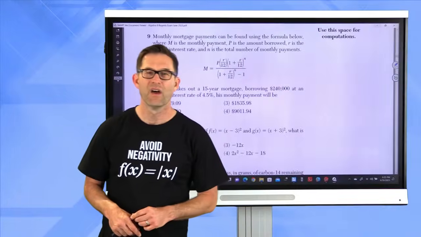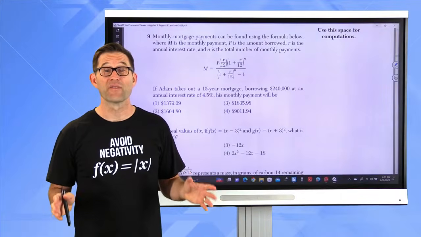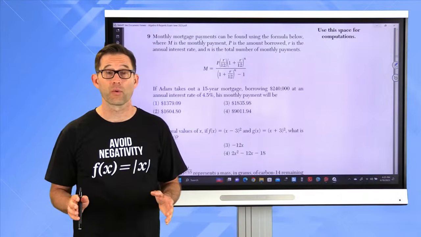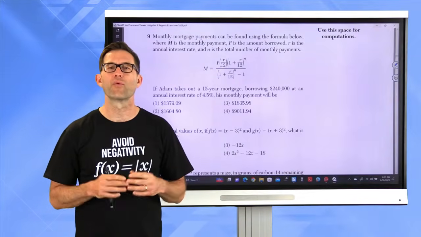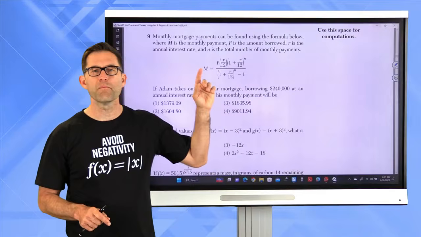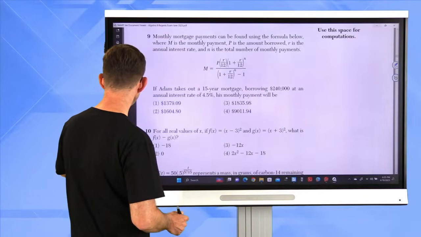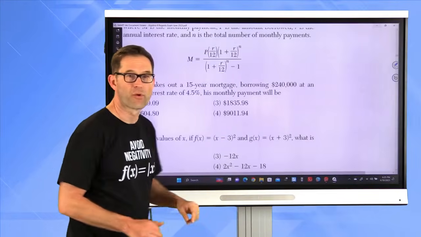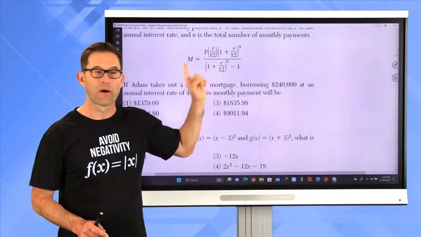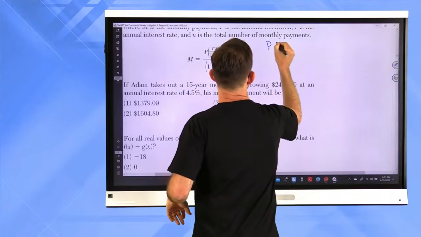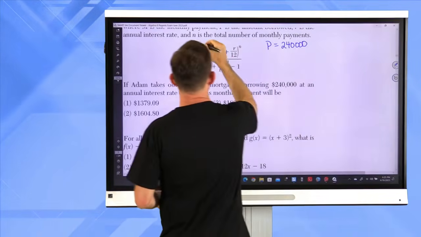Oh my goodness. Okay, well, this is really an issue of can you plug stuff into a formula correctly? And also, do you understand the rate, all right? So we know what P is in this formula. And in fact, let me zoom this in a little bit more so that we can see the formula a little bit better, right? So we know that P is 240,000. All right, so we got the P.